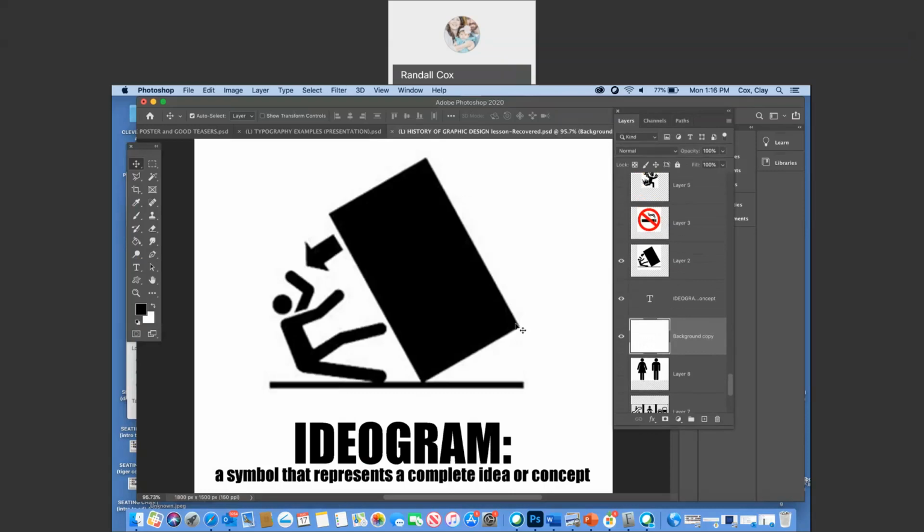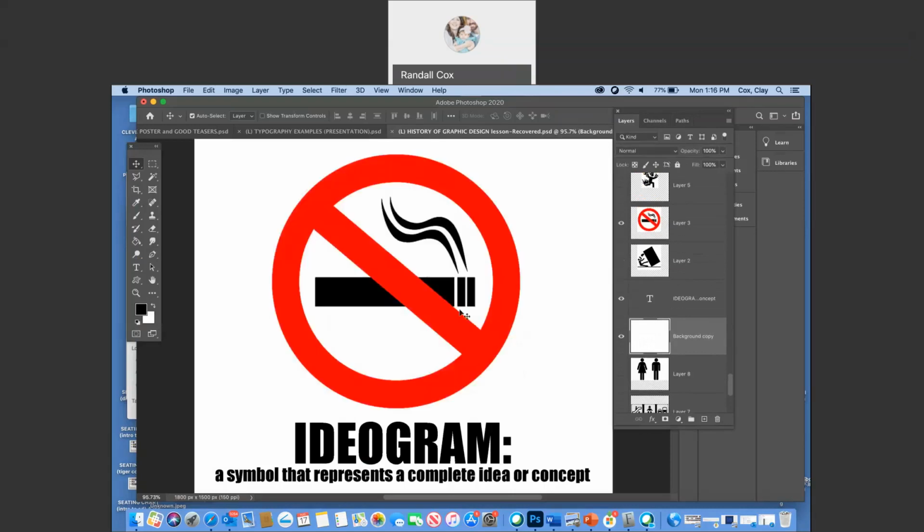Hey, you rock this, you better watch out. You better stop if you know what's best for you. This is representing a concept. This is a universal symbol for no. Somebody had to invent that. That's an ideogram. It's to represent an idea. No, don't do it. Don't do that.